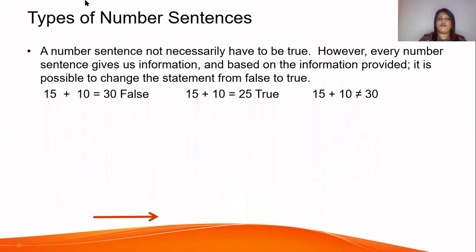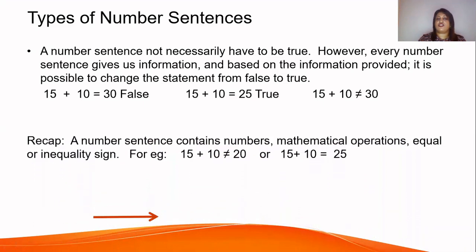Very good. So for 15 plus 10, I cannot use the equal to sign anymore. 15 plus 10 we know is equal to 25. That's true. So now I'm going to change my sign to make it false. I'm going to say 15 plus 10 is unequal to 30. There's my unequal to sign here. Now it's going to be true. So I changed my false answer to true using the unequal to sign.